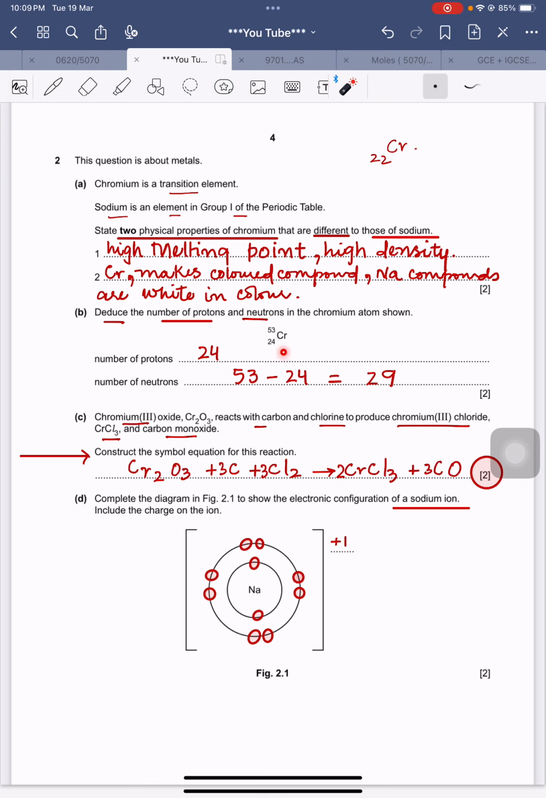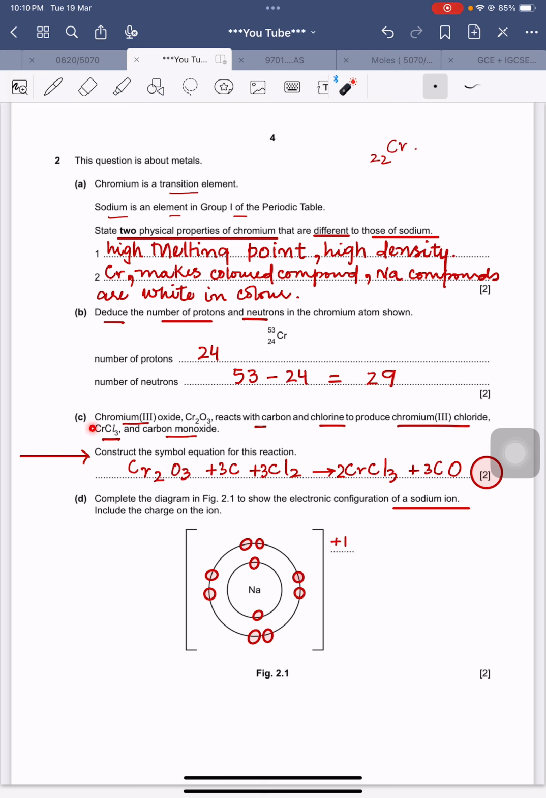24. Even if the key is not given, here is the trick I have told you: out of the two numbers, the number which is smaller in value will be considered as the atomic number, or the proton number. So this is the proton number. And what about the neutron number? It is 53 minus 24, which is equal to 29.